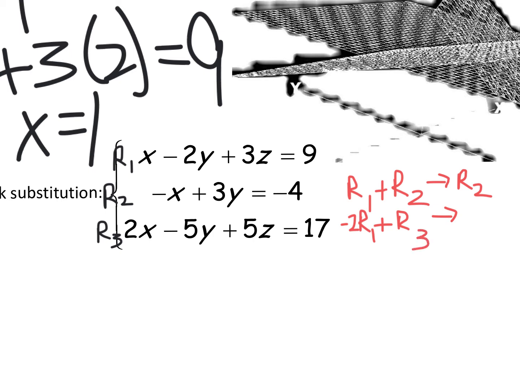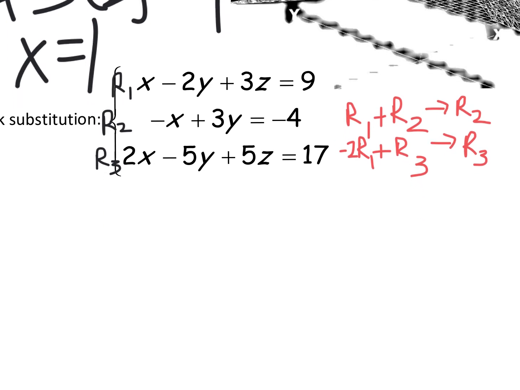Row 3. And now that I'm going to take negative 2 and multiply by row 1 and add it to row 3, we are going to take that new equation and replace row 3 with that. We could replace it with row 1, but that's not what we want to do. We want to replace row 3.